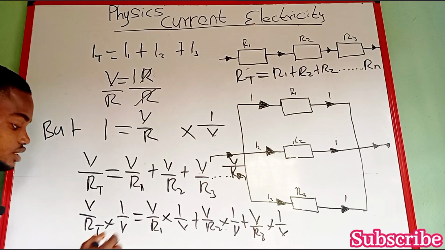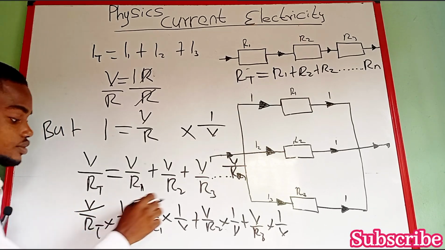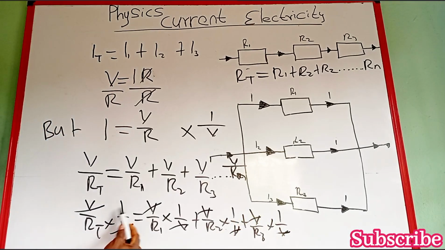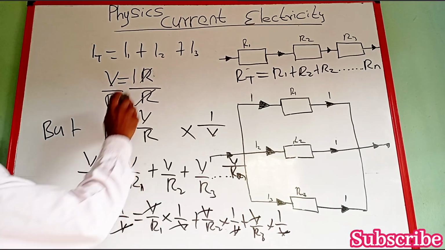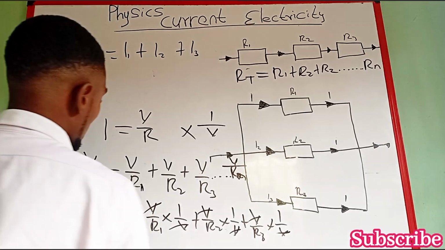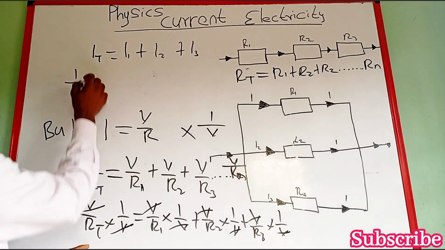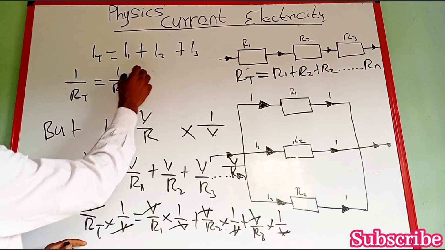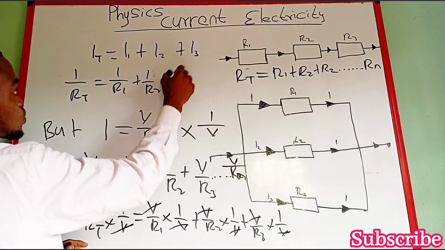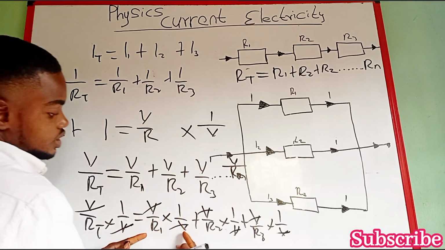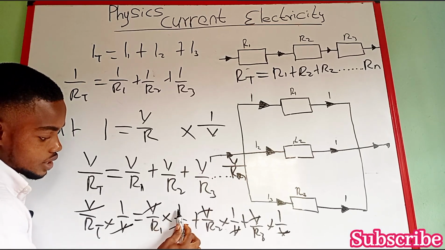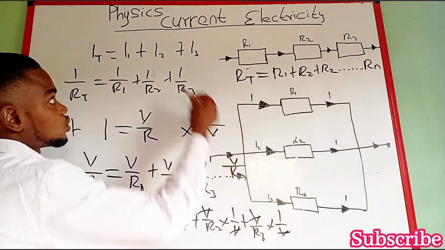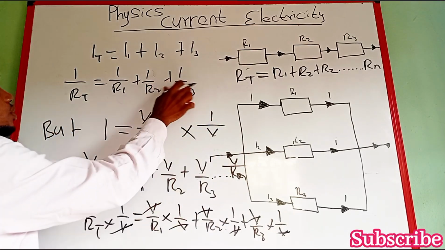Now, closely look at this. This will cancel this, because the voltages are the same thing, and this will cancel this, and this will cancel this. So from here we have 1 over R total equals 1 over R1 plus 1 over R2 plus 1 over R3. That is what is remaining here.